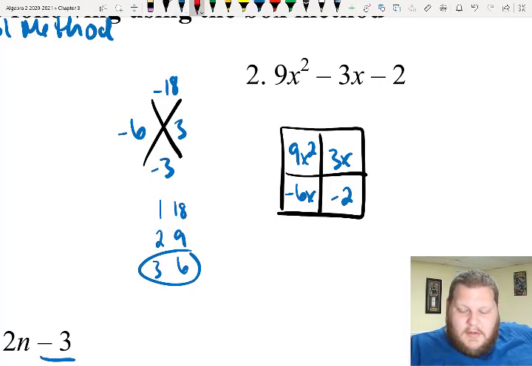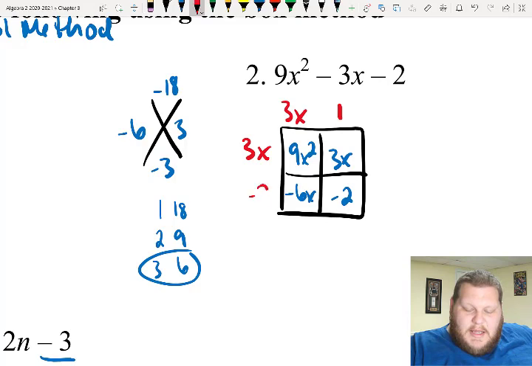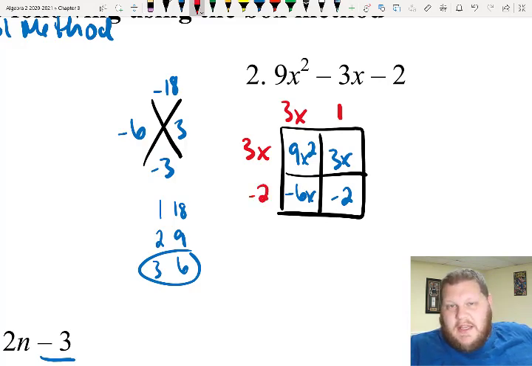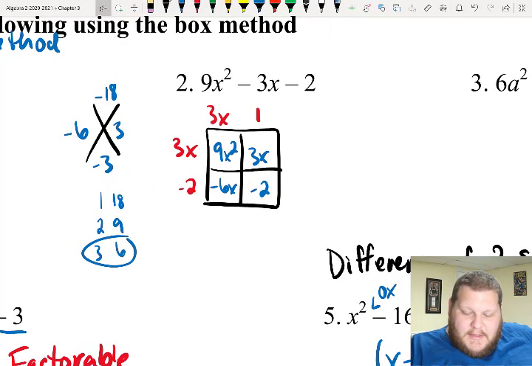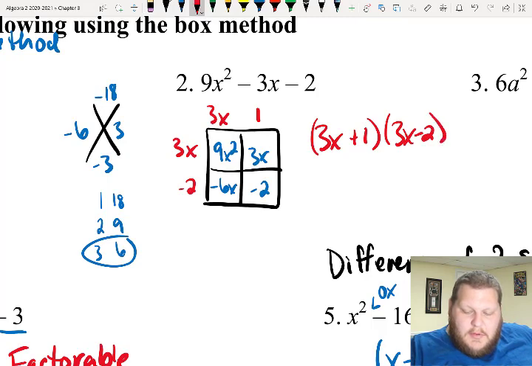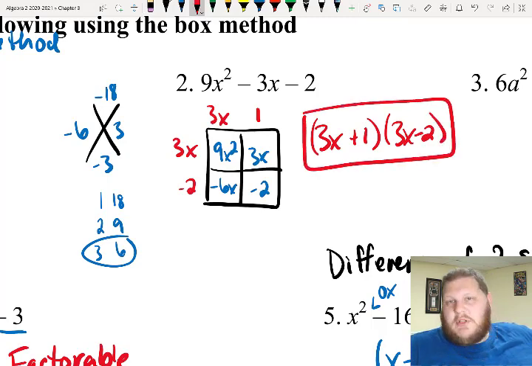So then if I go to red, the top row is what I'm going to try and find the GCF of. They both have a 3 and an x in common. Since that's 3x, this also has to be 3x to multiply together to be 9x squared. This would have to be a positive 1 in order to get to 3x, which means this has to be a negative 2, because 3x times negative 2 would be negative 6x, or 1 times negative 2 is negative 2. So my answer here for number 2 would be 3x plus 1 times 3x minus 2. That would be my final factorization for number 2.